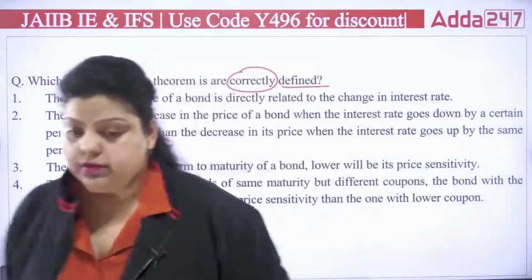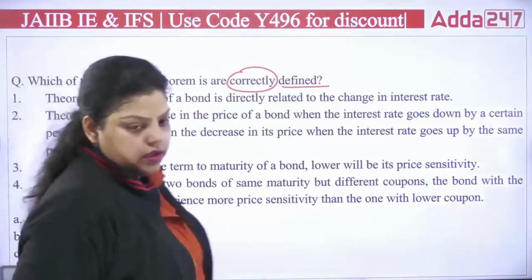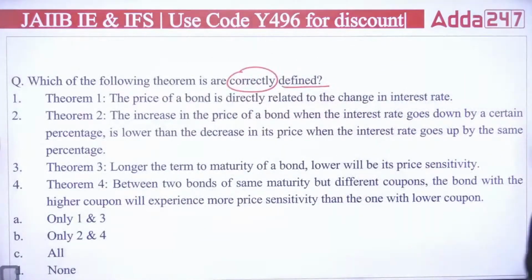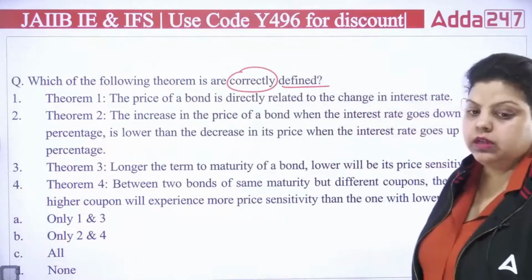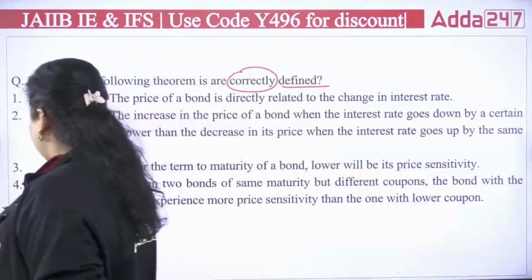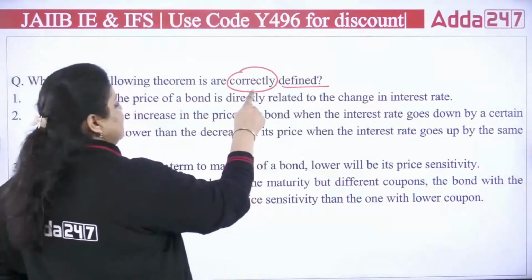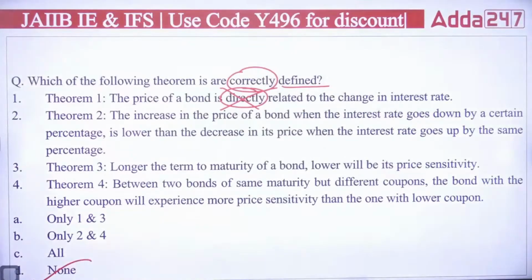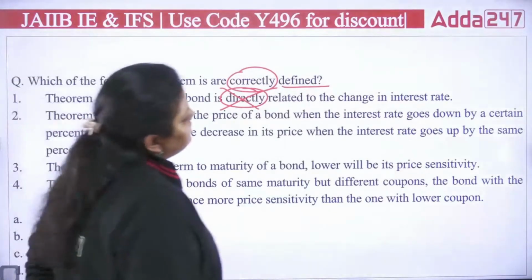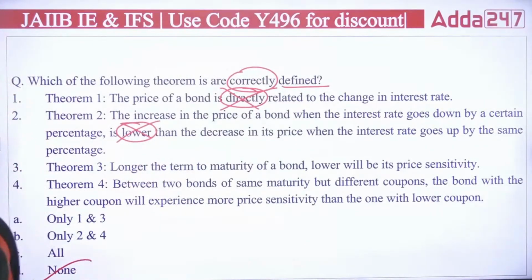Three is only correct, okay. What about rest? B, B, A, okay. D is also there. The right answer is none. None of the above are correctly defined here. First of all, the price of bond is inversely related to the change in the interest rate. First is wrong. Second, the increase in price of bond when the interest rate goes down by a certain percentage is greater than the decrease in its price when the interest rate goes up by the same percentage.